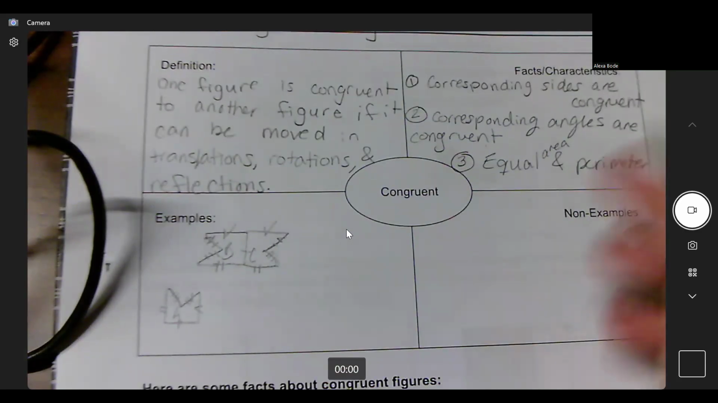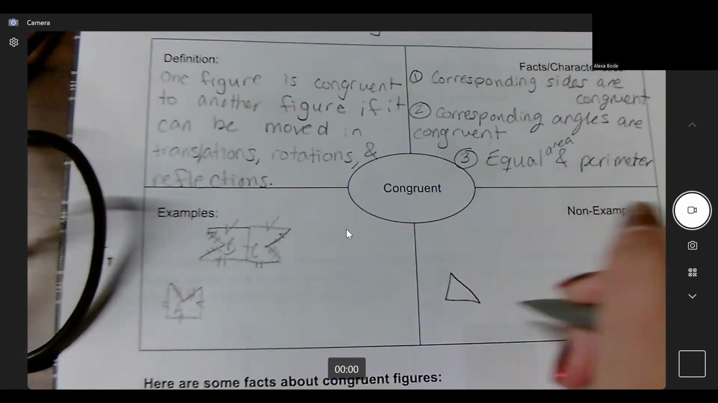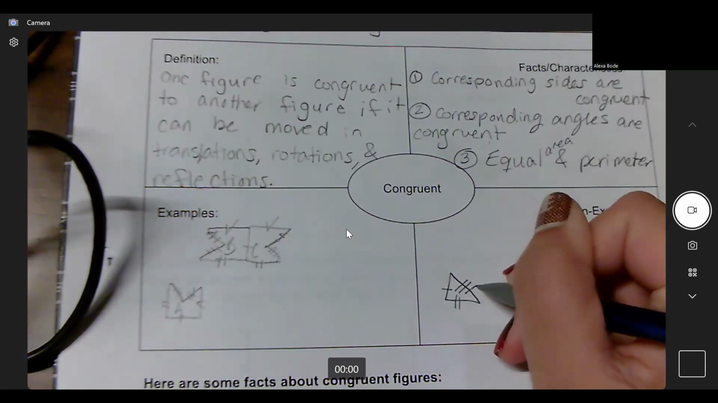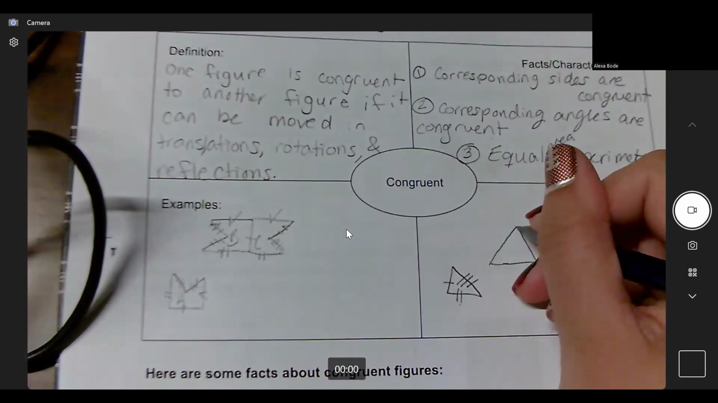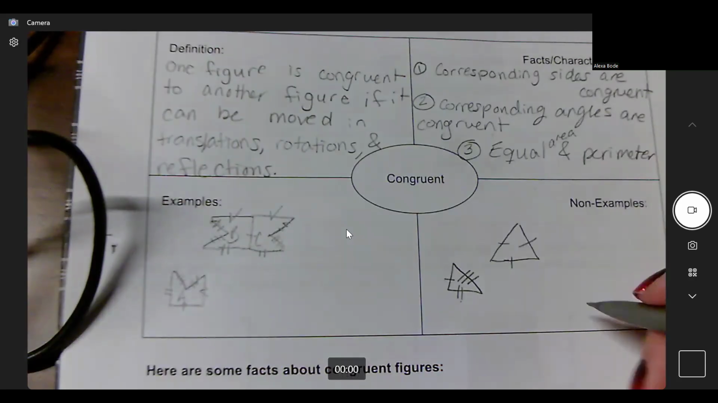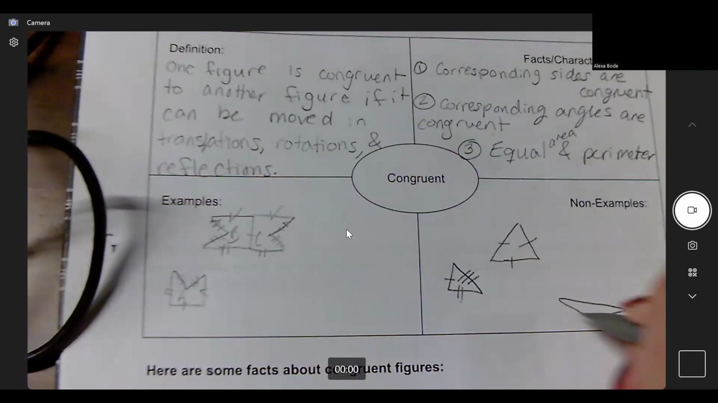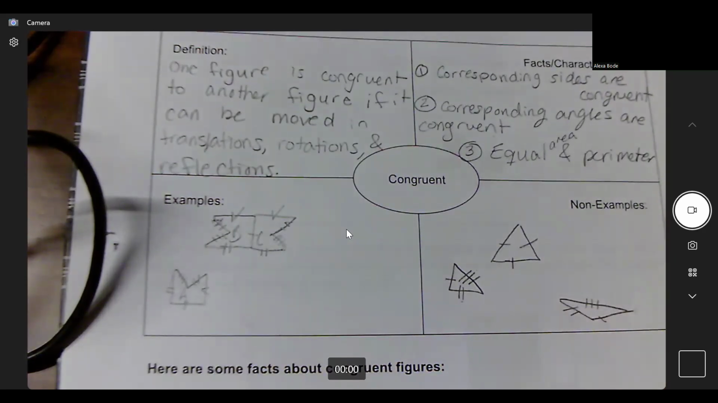So not congruent examples would be a shape that is like this. Again, this is saying three different sides. A shape that's like this. This one is saying that all of these sides are the same. Or you could even have a shape like this. Notice that my angle measurement here is not the same, and neither are my side lengths necessarily. So these triangles are not congruent because the angle measurements and the side lengths are not the same.